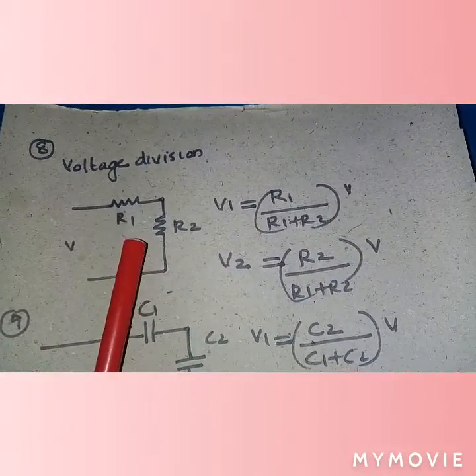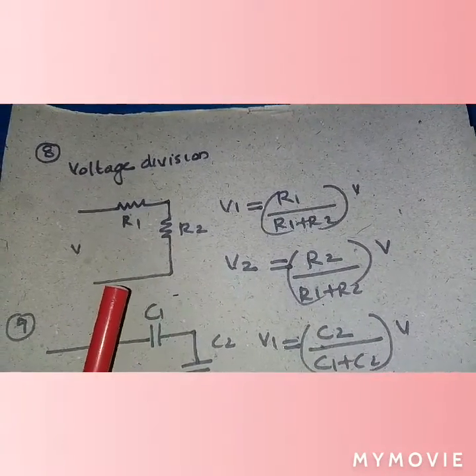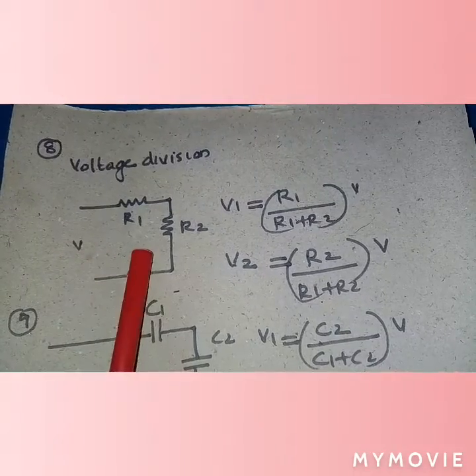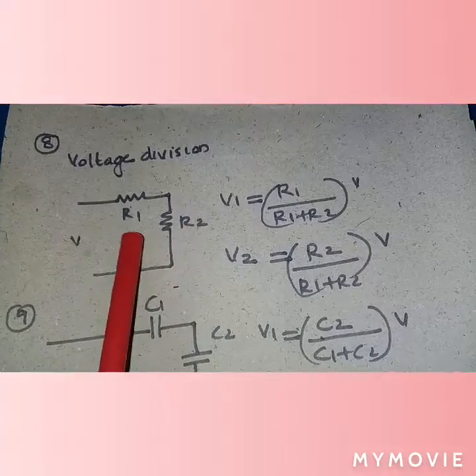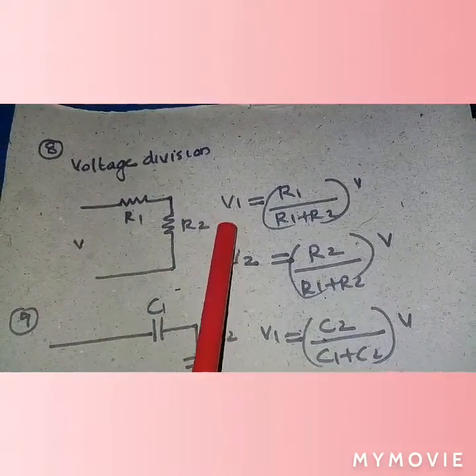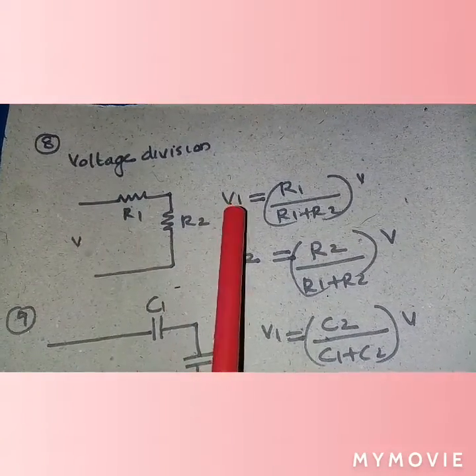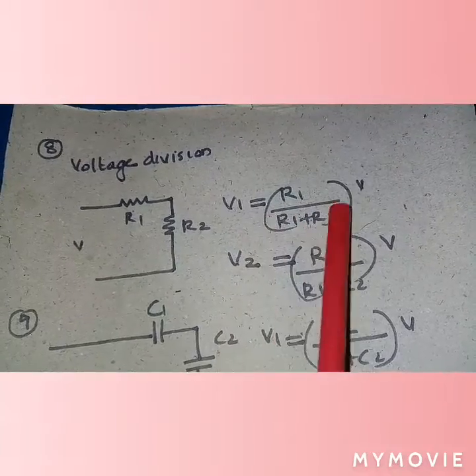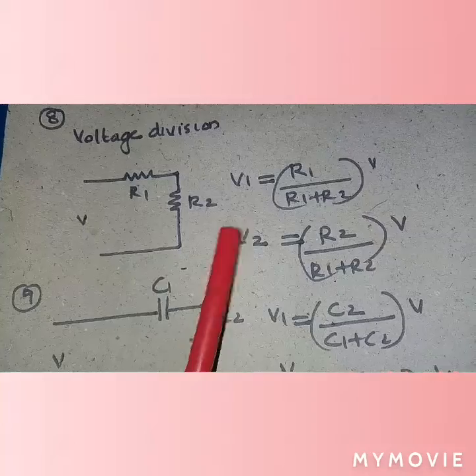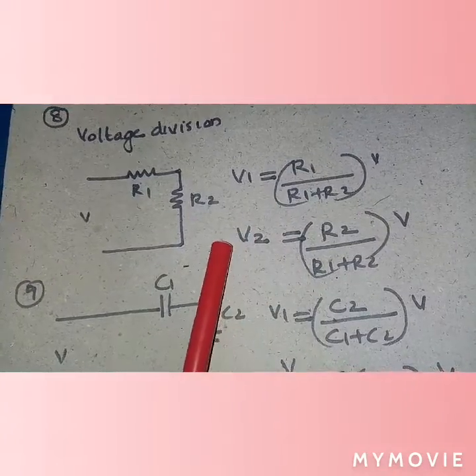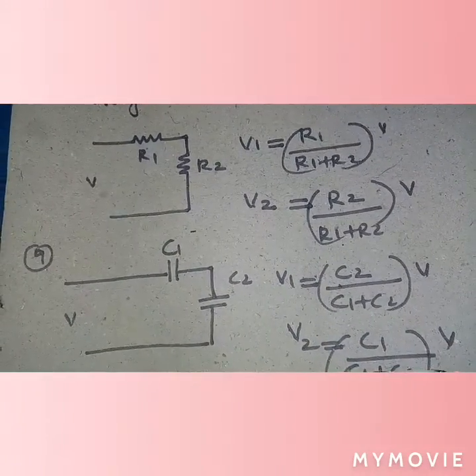Consider this figure, that is R1 and R2 are series connection and voltage V is applied. So here R1 and R2 have different voltages. By the voltage divider, V1 is equal to R1 divided by R1 plus R2 into V, V2 is equal to R2 divided by R1 plus R2 into V. That is directly proportional to the resistance. V is directly proportional to resistance.